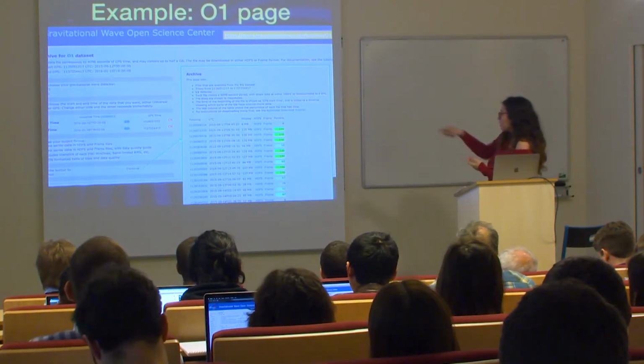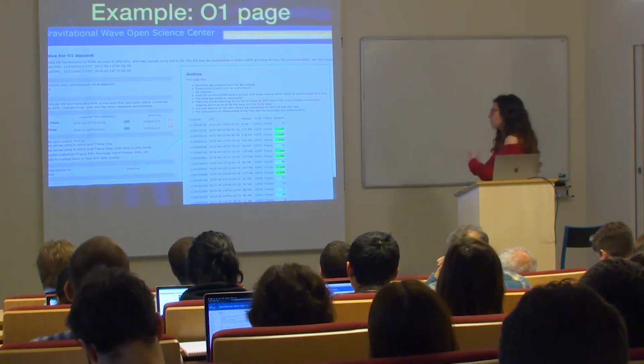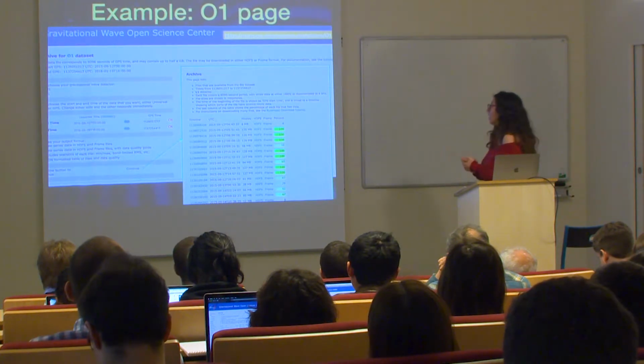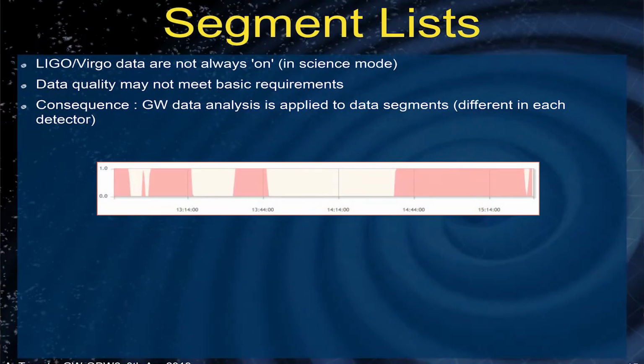So that's why the last column says percent, which is the percentage of time where the detector was active in this case. Okay, so this brings us to the next subject, the segment list. Again, the detectors are not always on, so when you download your data, you have to take care of the segments of good data that you have.